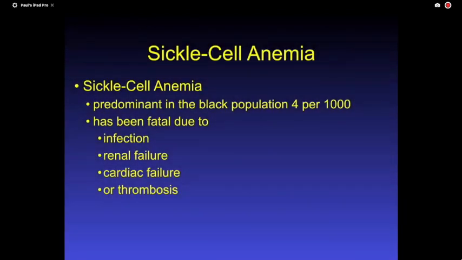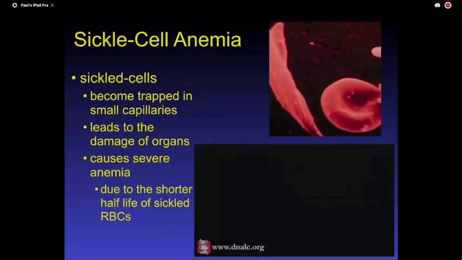All right. That is its normal working. Hemoglobin normally transporting oxygen, CO2, and protons into the lung and back and forth. One disease that we found with hemoglobin is called sickle cell anemia. It's predominant in the African American population, 4 per 1,000 in the U.S. It is fatal due to infections, renal failure, cardiac failure, and thrombosis. Okay, and so sickle cell, not necessarily something that is wonderful.